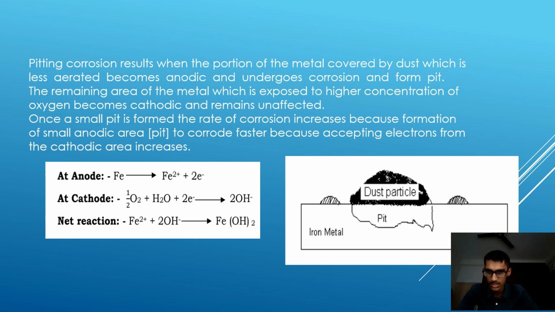Here you can see a diagram where iron metal is there. In the iron metal, there is a pit created due to the deposition of dust particles which acts as anode, and the areas adjacent to the pit are cathode. At the anode, iron oxidizes to form iron ions, and at the cathode, water forms hydroxide ions.